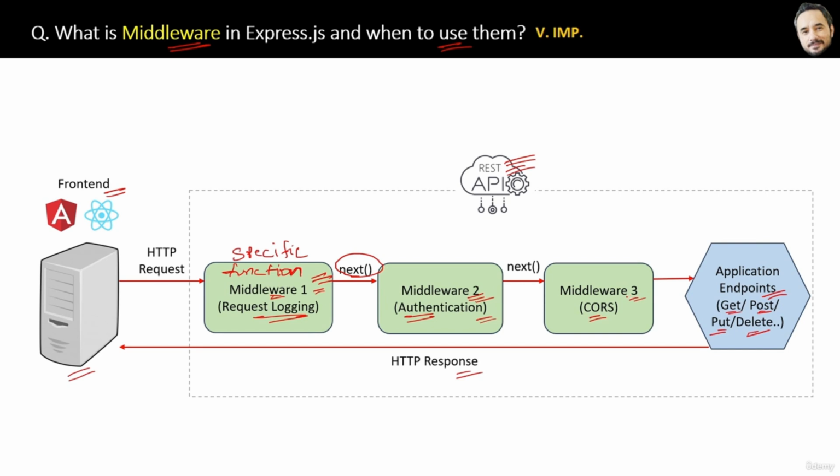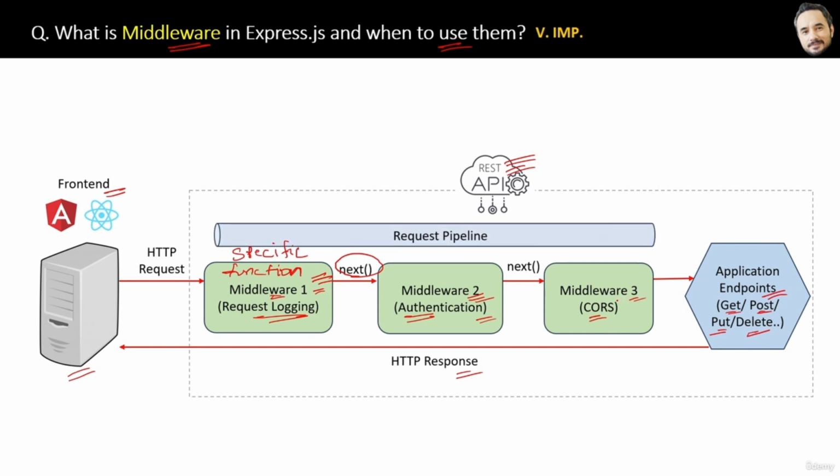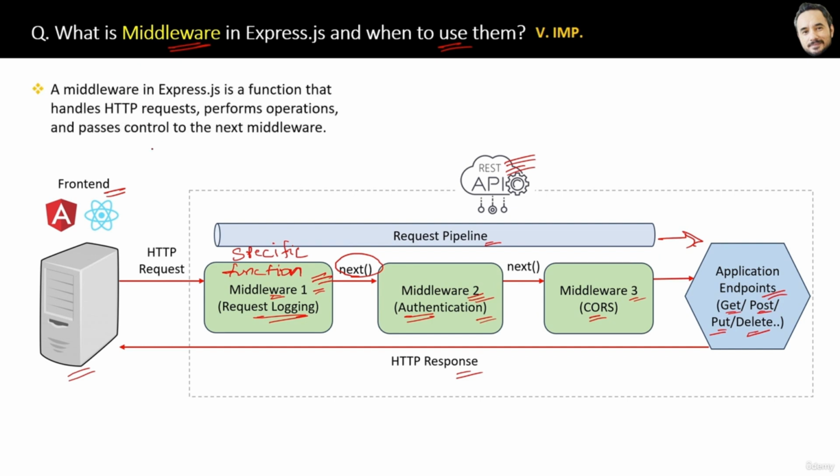So one more thing here. Together, all these middlewares are also called the request pipeline, because all requests coming from the front end have to pass through this pipeline, and then they will reach the business methods, the get, post, real methods. Great. That is the whole story of the middleware. And here is a very easy to understand but complete definition of the middleware. A middleware in Express is a function that handles an HTTP request, performs some operations on that request, and passes the control to the next middleware.